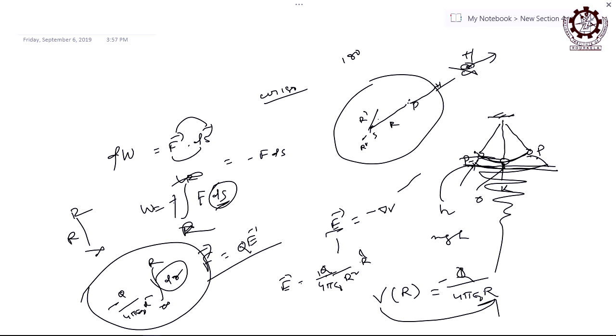So now what does it tell? If you go on increasing the value of R, what will happen to the potential? Suppose R is increasing, will the potential increase or decrease? This relation tells you it is only a function of R, all others are constant. R is the distance from the source charge to that point. So when you go away from the source charge, what will happen to the potential?